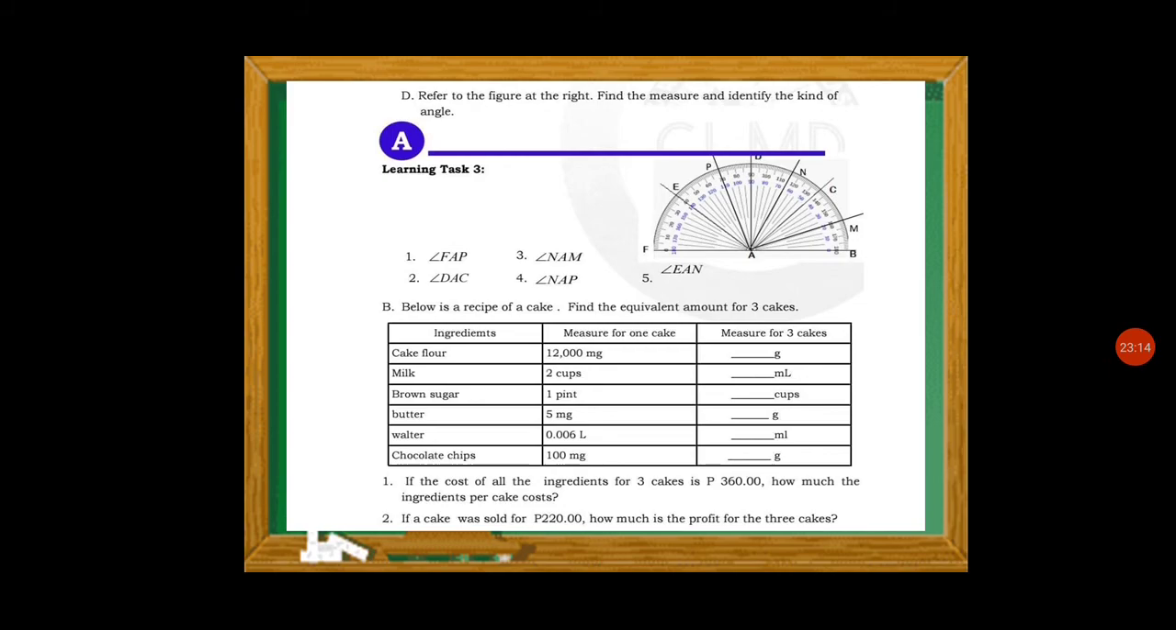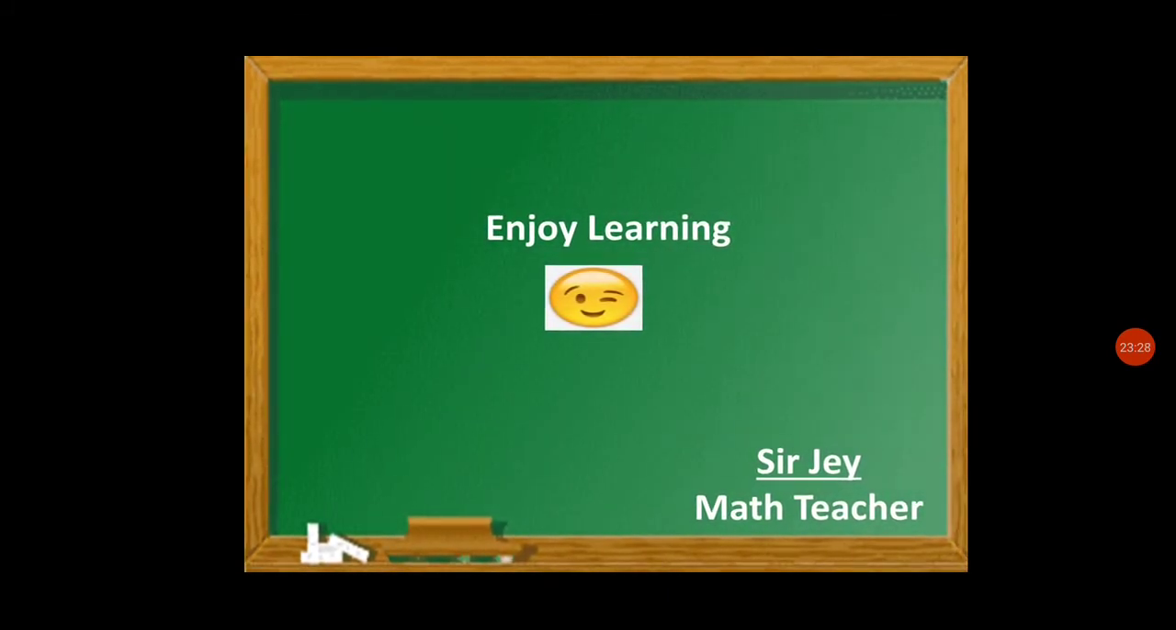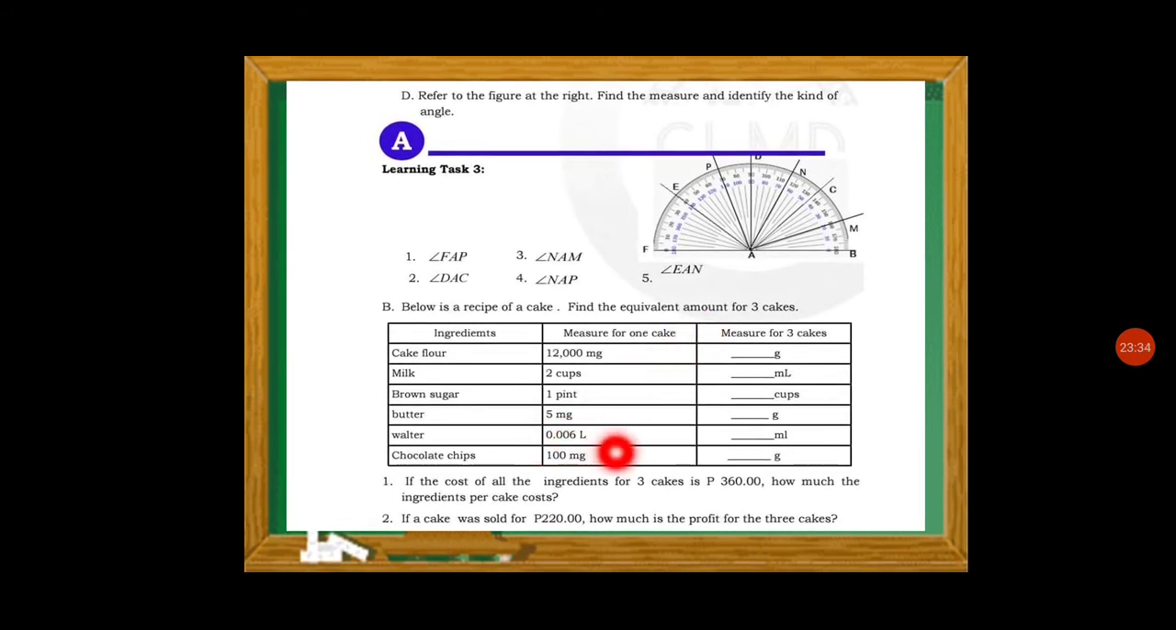So below is the recipe of a cake. Find the equivalent amount for 3 cakes. If the cost of all the ingredients of 3 cakes is 360, how much do the ingredients per cake cost? Of course, all you have to do is 360 divided by 3, which is very good.